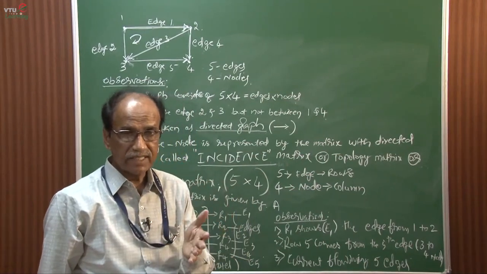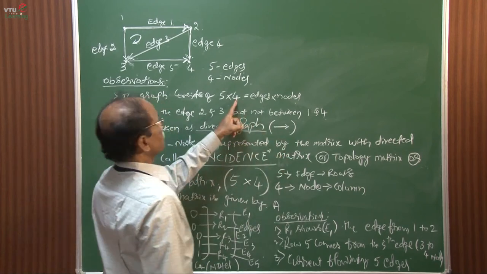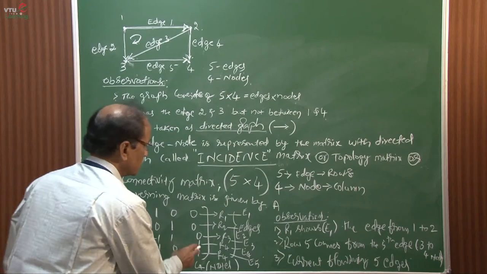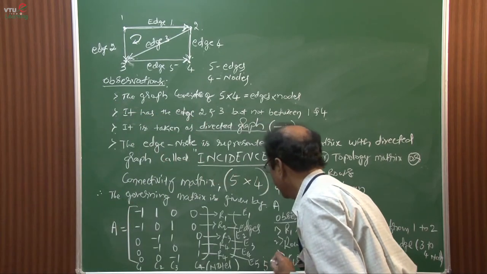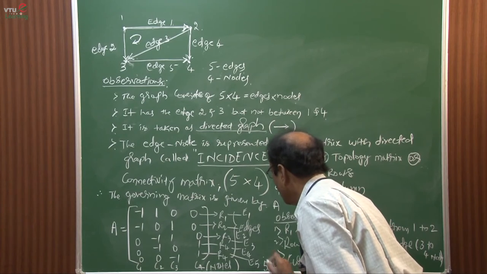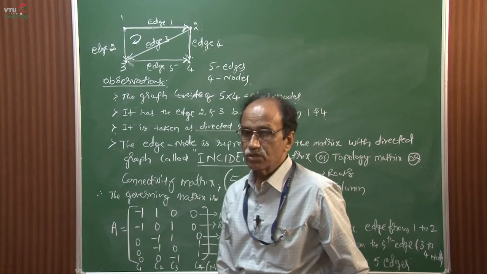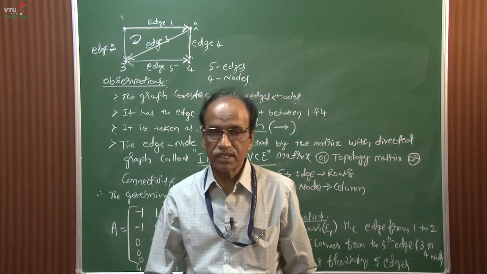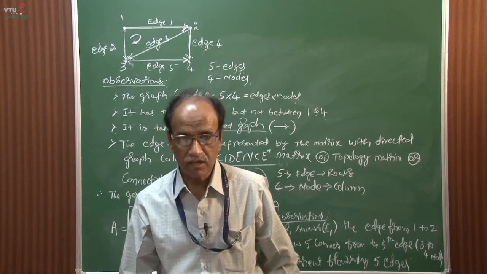You cannot exceed this 4. 4 is fixed and 5 is fixed. Therefore, this matrix is called a 5 cross 4 matrix, that means 5 rows and 4 columns. So now you have to study the rank of this matrix, how the rank of the matrix will work, and what the values of the currents flowing in the directed graph are.